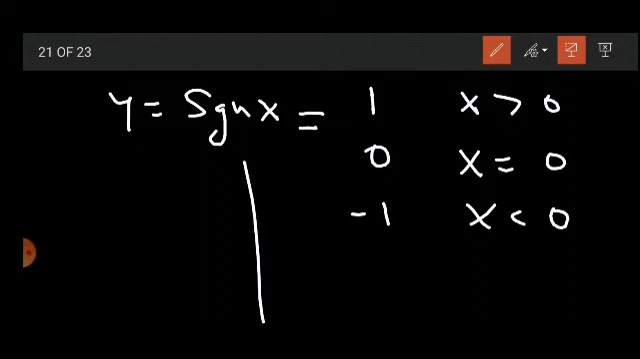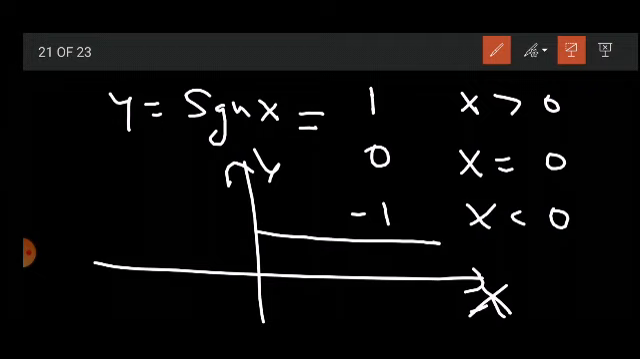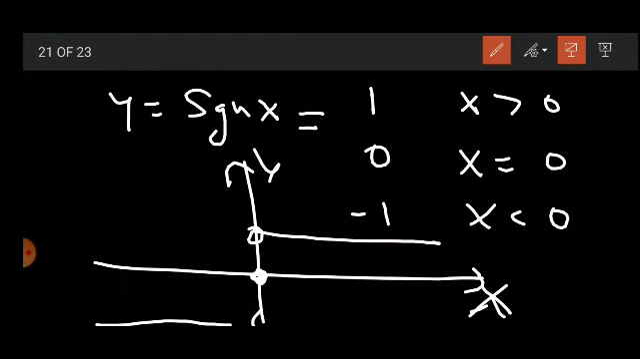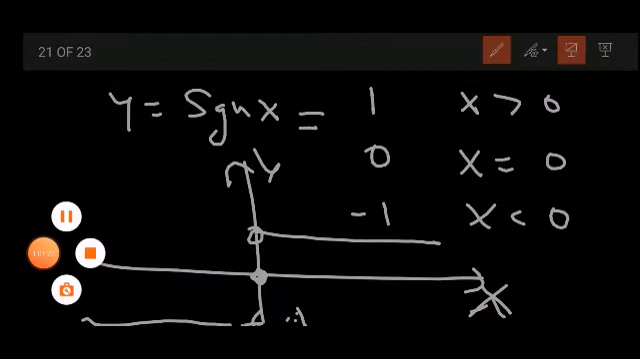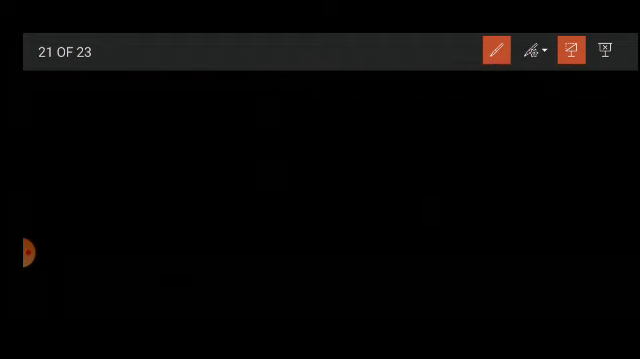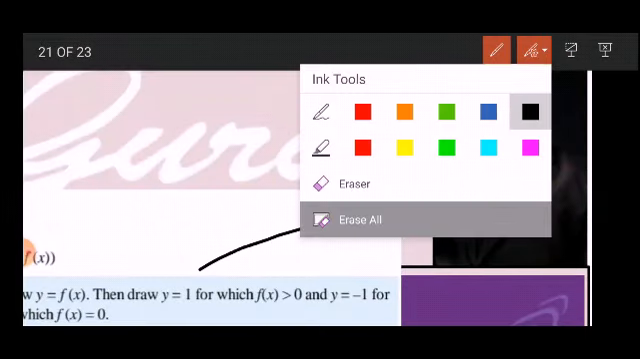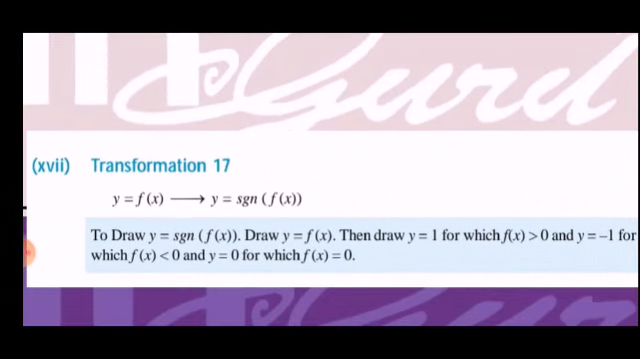If you draw the graph of the signum function, then this is the x-axis and this is the y-axis. This is the y equal to 1 line, for positive x. So here you have to mark 0, this is x equal to 0, of course, and y equal to minus 1 for all negative x. Right? Now we are interested to find y equal to signum of f of x.